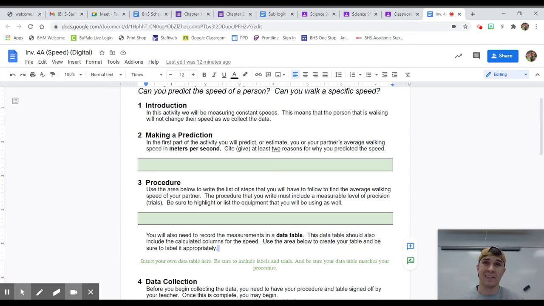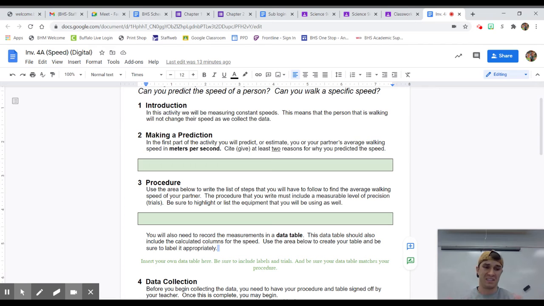Personally, I think that measuring the distance is the easier way to do it, and then just having a stopwatch for how long it took you to walk that distance. Don't do any absurd distances. I'd say definitely keep your distances under 10 meters. That would probably be the max. You don't need to walk more than that for this assignment.